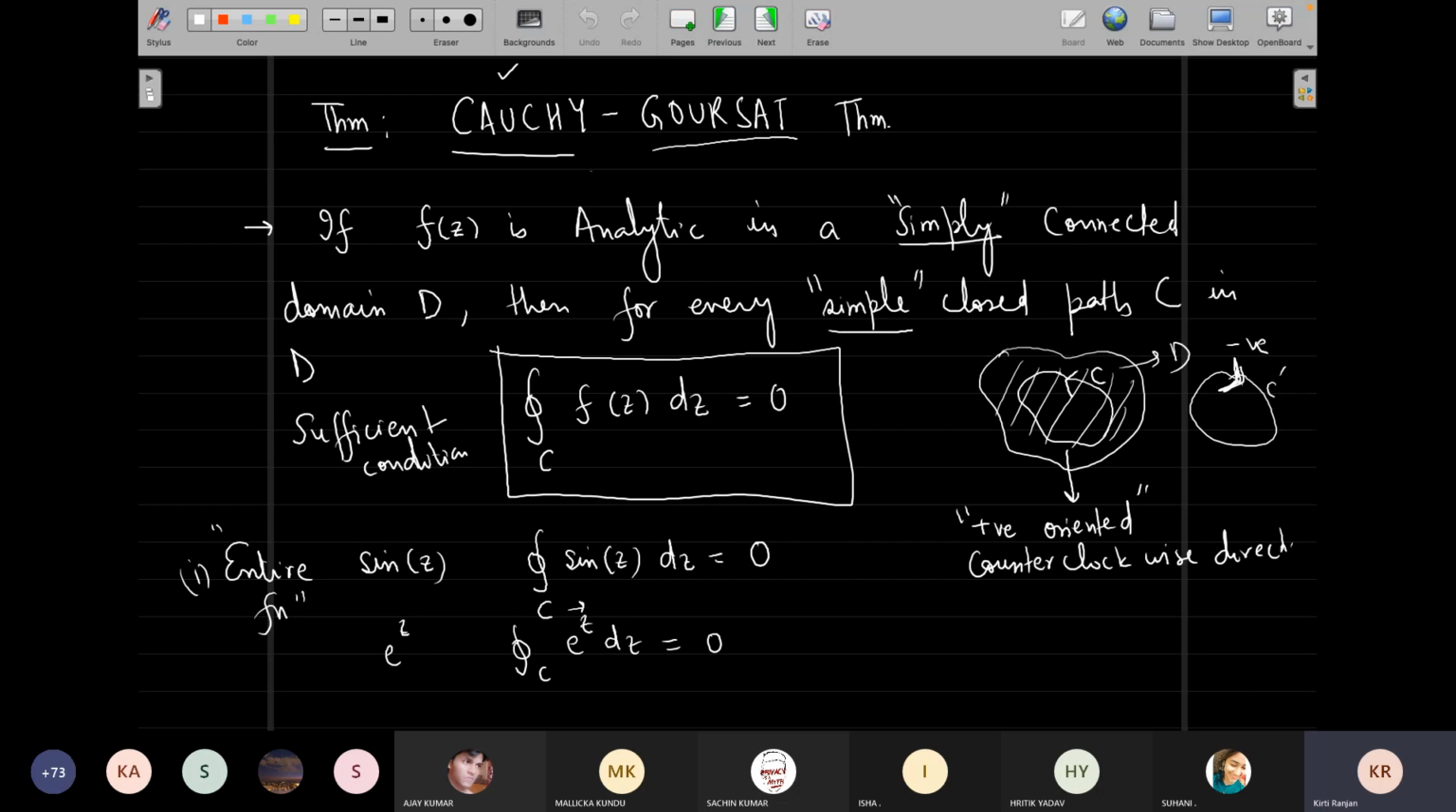But what Goursat did, he said that this condition that f prime z be continuous is no longer needed. Hence the statement which I have given here is the statement of the Cauchy-Goursat theorem. Here we do not ask for the continuity of f prime z.